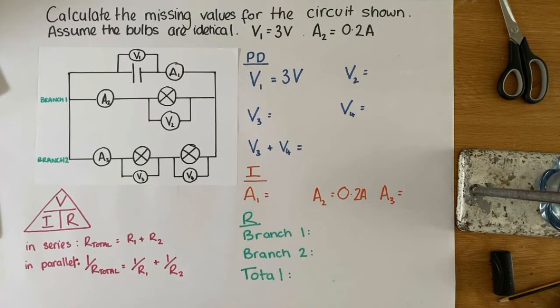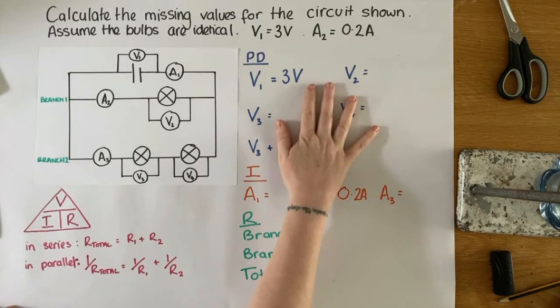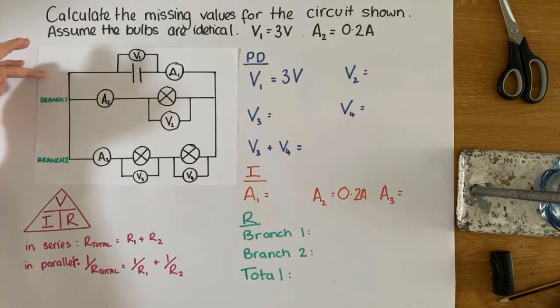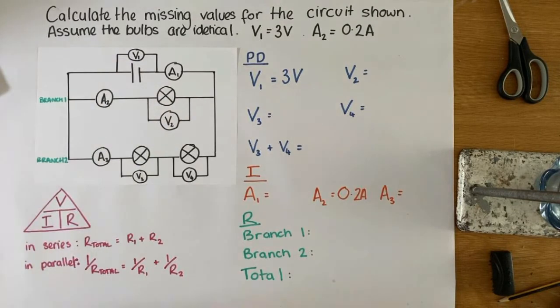The main things we need to know for the first parts of the question is how potential difference behaves in series and in parallel, and how current behaves in series and parallel. So we're going to start off with potential difference. So we know that in a parallel circuit, the potential difference is the same on each branch. So each branch of our circuit is going to have the same total potential difference.